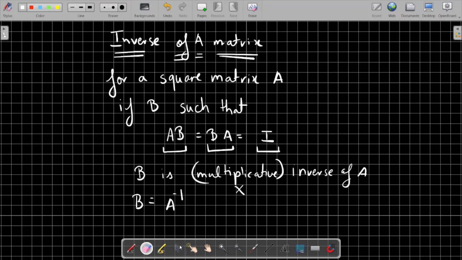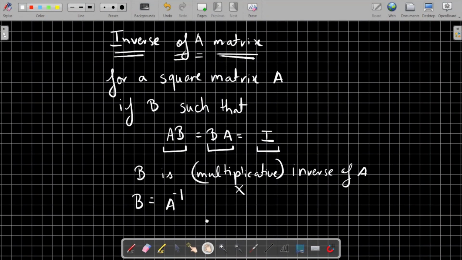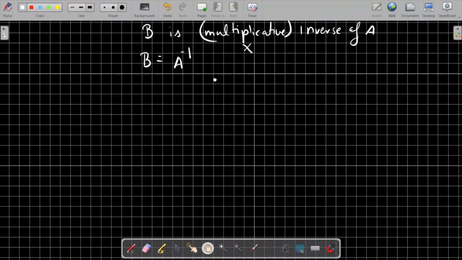So now let's see some properties with their related proofs. So first property of matrix inverses is that A inverse whole inverse, basically you take the inverse of inverse, is equivalent to the original matrix A. So let's prove it.